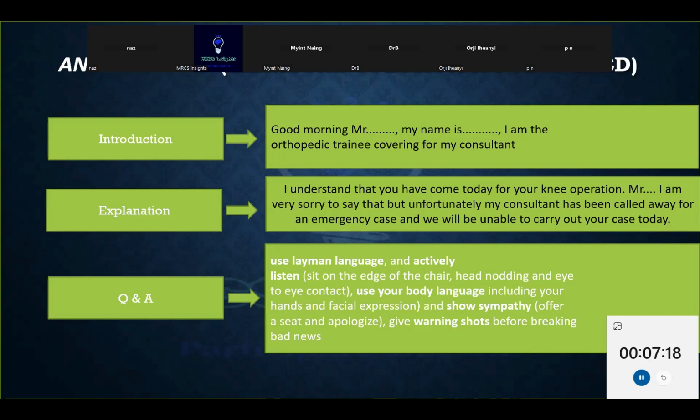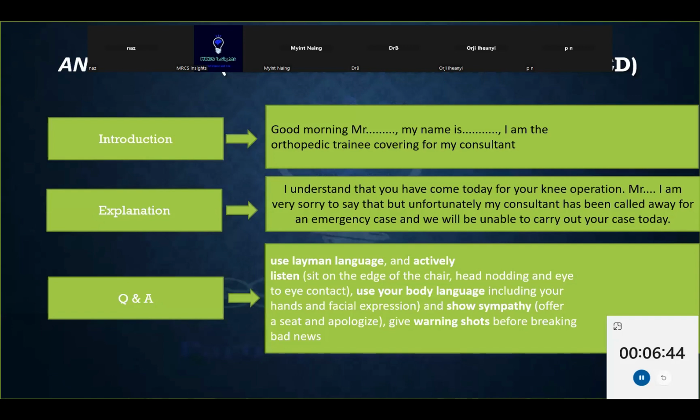Please try to understand. I know that this must be troubling for you, and your operation was scheduled today. But as our consultant is not available right now, and he has gone to attend an emergency case, and we cannot call him now because he won't be able to pick up my call. I don't know what to say.